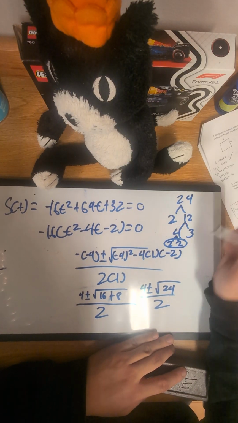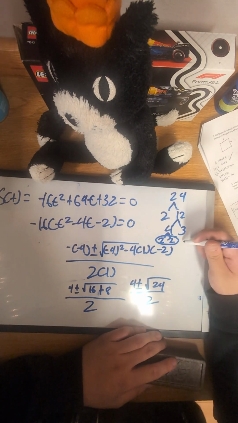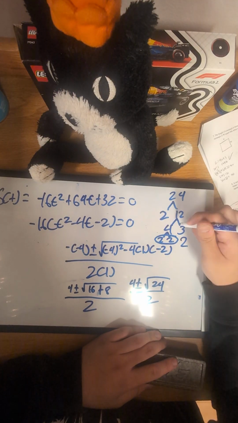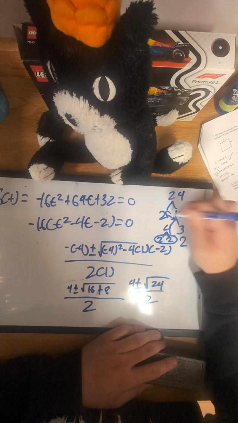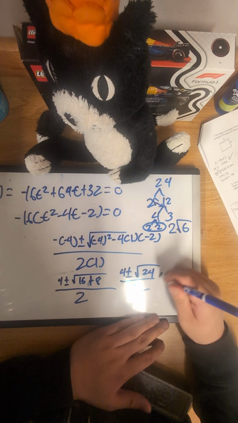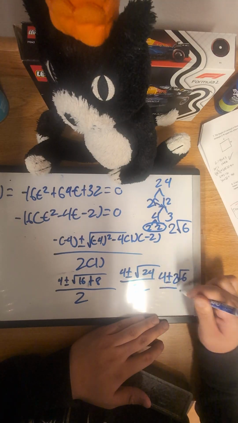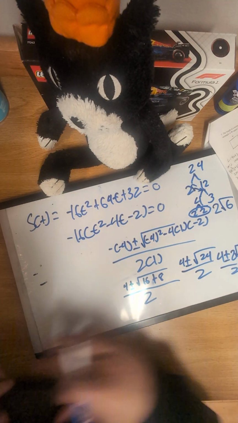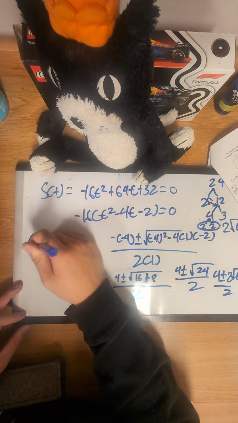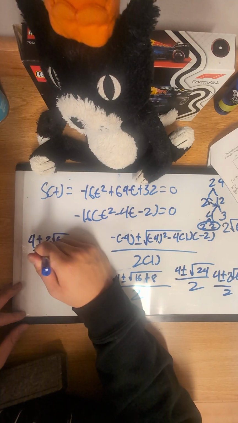You keep one 2, taking out one of the pair, so there will only be one 2 left over, and that goes on the outside of your square root. Inside the radicand is going to be the result of the remaining prime numbers, 2 and 3, so 6. So it would look like 4 plus or minus 2 times the square root of 6, all over 2. Let's move this over here so I have more room to work.